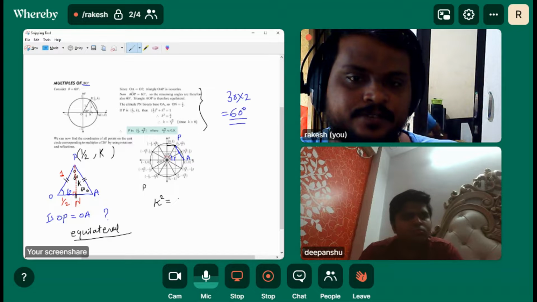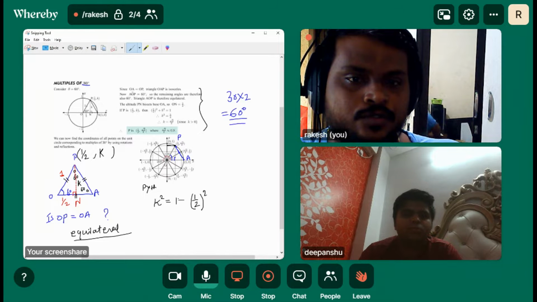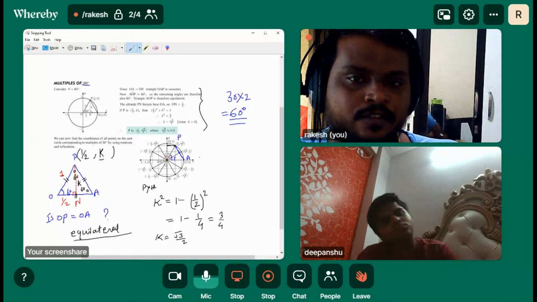According to Pythagoras, k squared is 1 minus (1 over 2) whole squared. So 1 minus 1 over 4, which is 3 by 4. So k is equal to root 3 by 2. Once we get the value of k, that is root 3 by 2, we have the coordinates of point P, which are 1 over 2 and root 3 by 2.